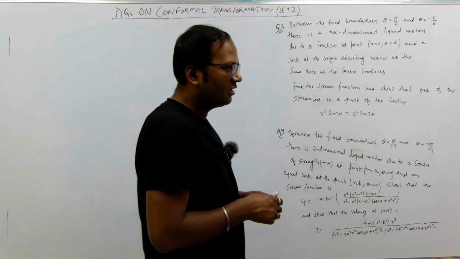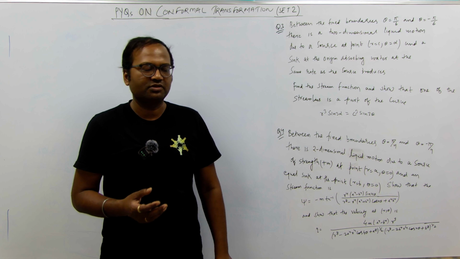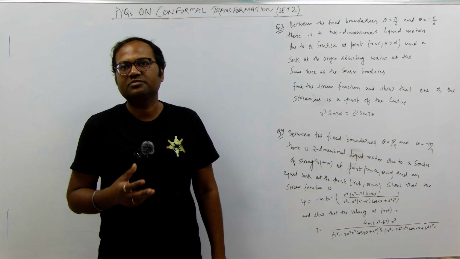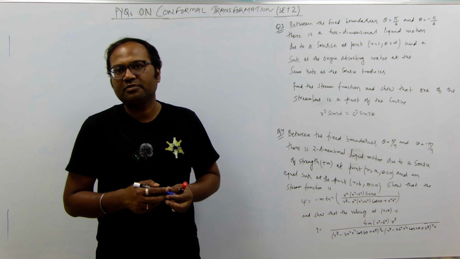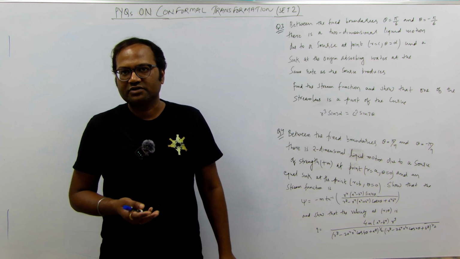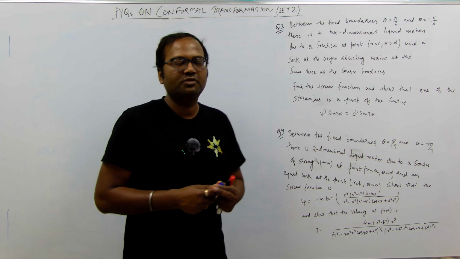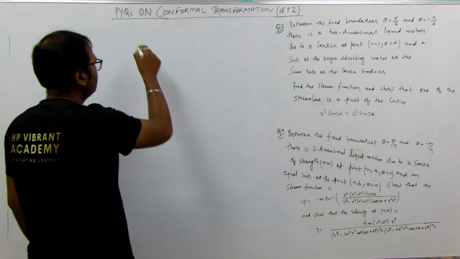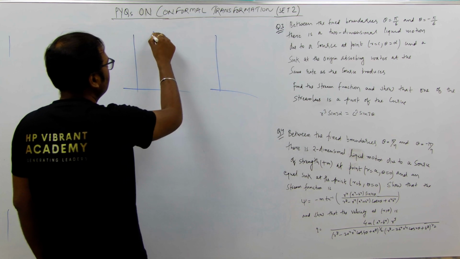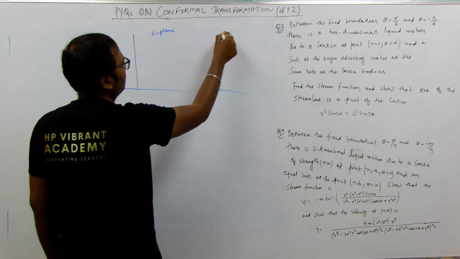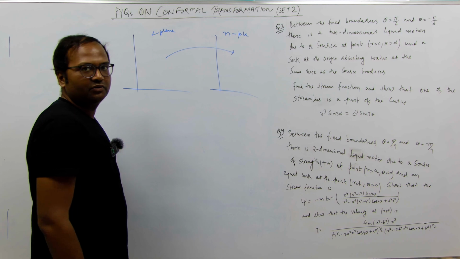So in the last lecture we discussed in detail the conformal transformation. What is a conformal transformation? It is basically a transformation from a z plane to a neta plane using a function that is given by neta is equal to z to the power n. So suppose we have two planes, this is the z plane and this is the neta plane. We are doing the transformation from the z plane to the neta plane.